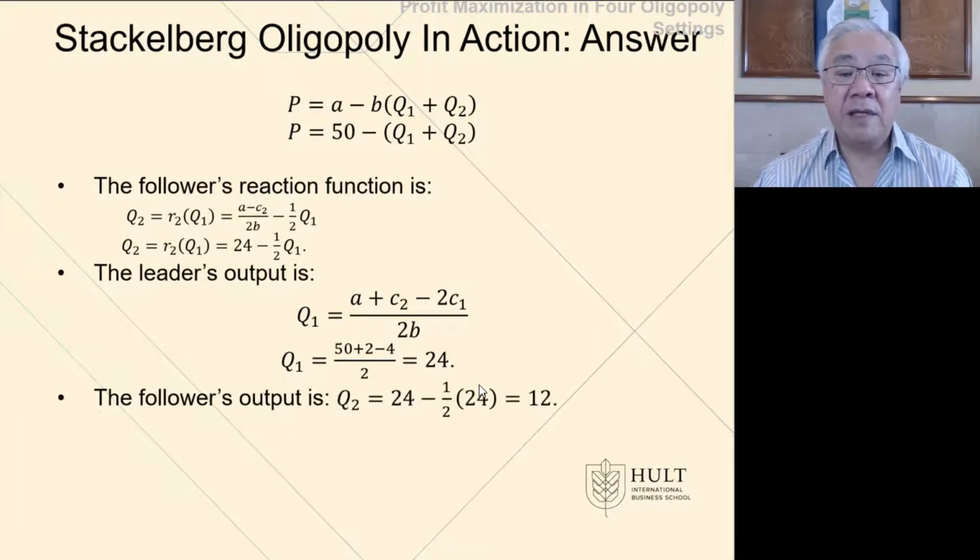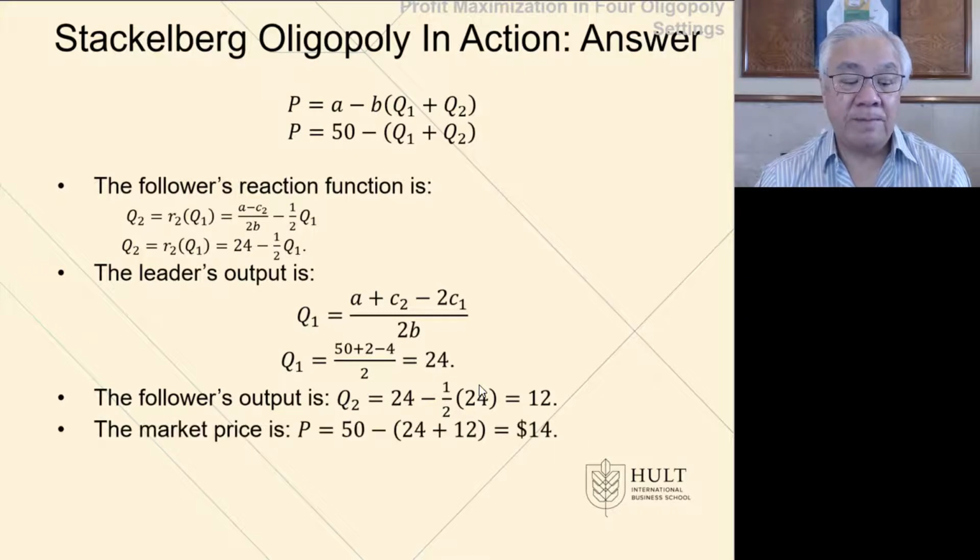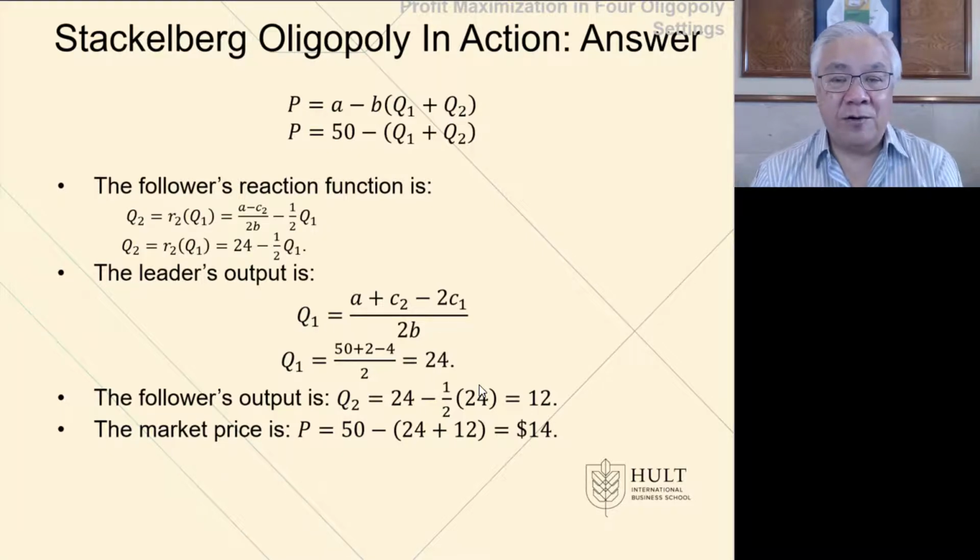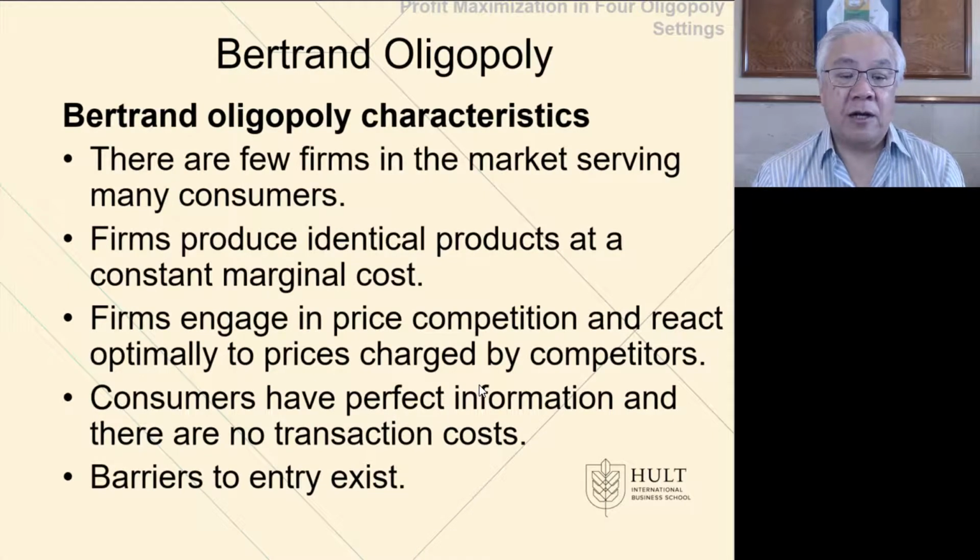So now we have the leader's move, which is at 24, and now we can use the reaction function for firm 2 to figure out what they would do. So the leader does 24, and in this case, plugging the 24 back into the previous reaction function, we get 12 as the follower output. The market price, going into the formula above, price equals 50 minus (24 plus 12), which equals 14. And the profit would be higher for firm 1 because of their early entry and their grabbing of the majority of the market.